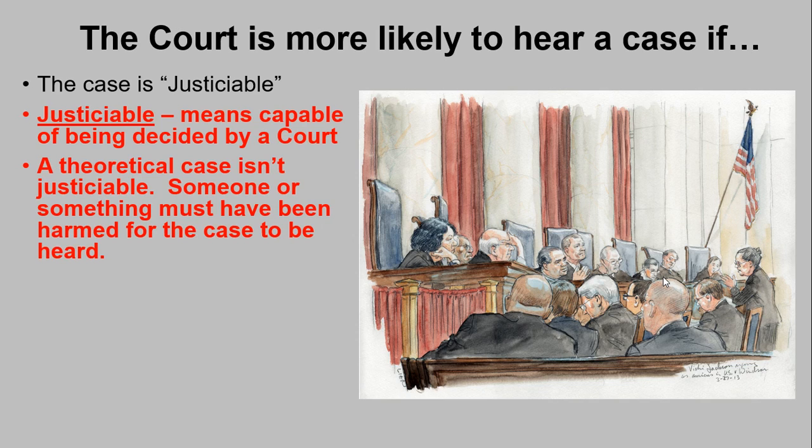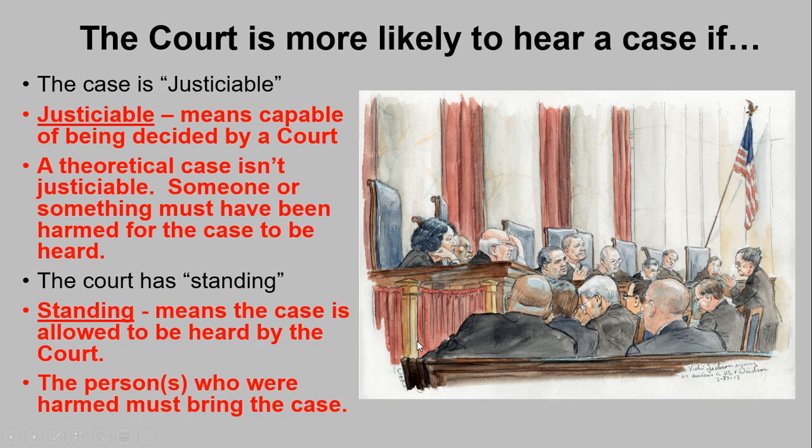So a real thing has to have happened. Somebody has to have actually been harmed or claimed to have been harmed in order for the case to be heard. So you can't sue because you think something bad might happen. You have to wait until the bad thing happens and then you can sue and hope that the Supreme Court takes your case. But the Supreme Court can't take a case based on something that might happen or could theoretically happen. It's got to happen for it to be justiciable, which means being able to be decided by the court.